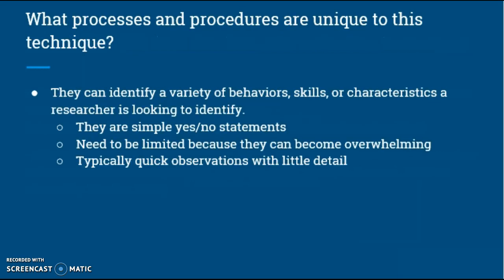Okay, processes and procedures. They can identify a variety of behaviors, skills, or characteristics, which is straight from the Mertler, I hope I'm saying that correctly, article or chapter that we read. They're, again, very simple yes or no statements. They need to be limited because, as I'll show a little bit later, checklists can become very overwhelming because they can encompass such a great area for things to look for. So very quick, little detail.